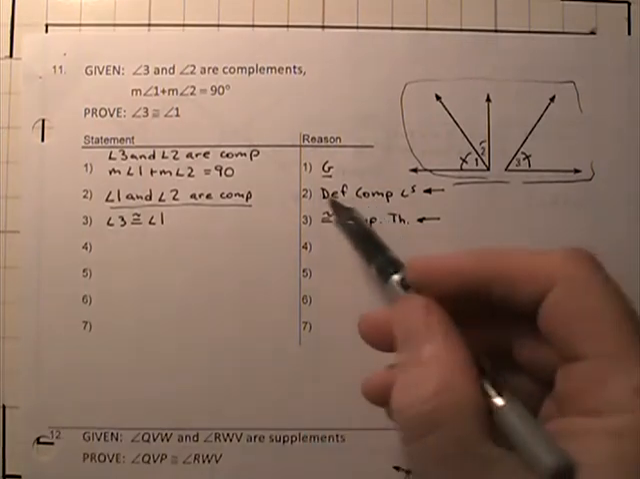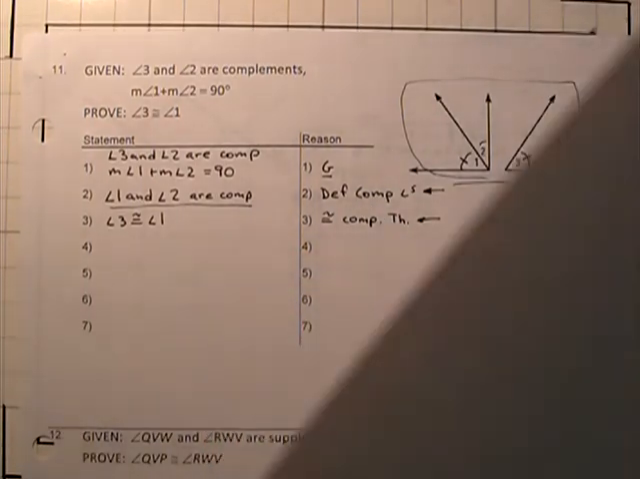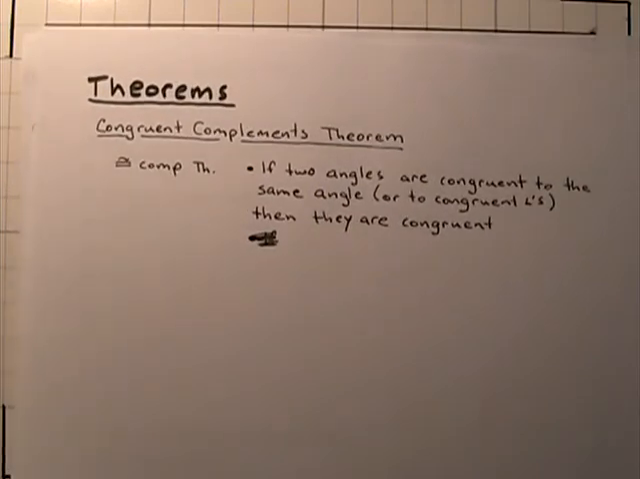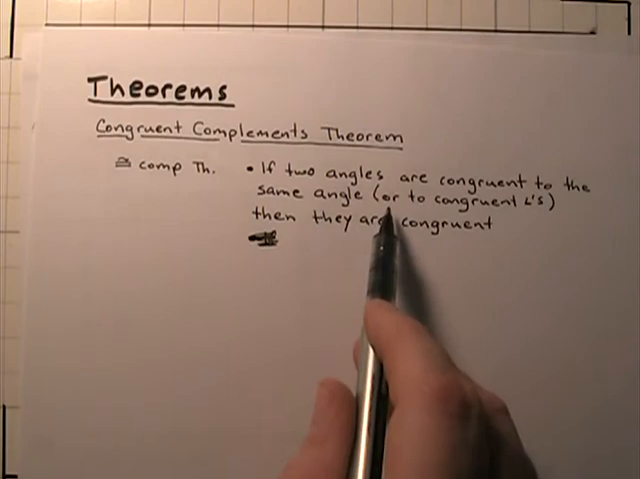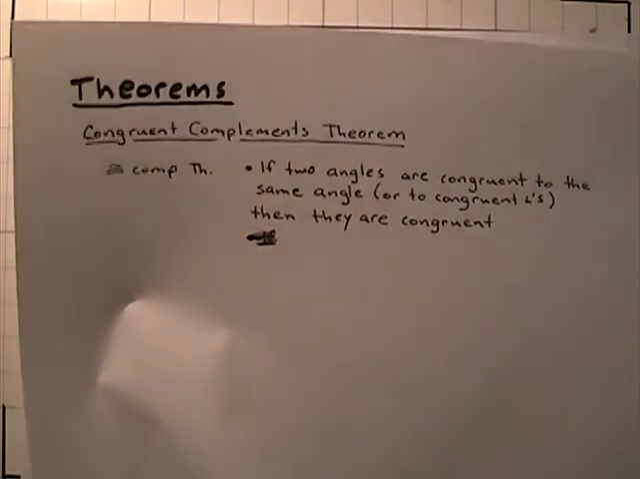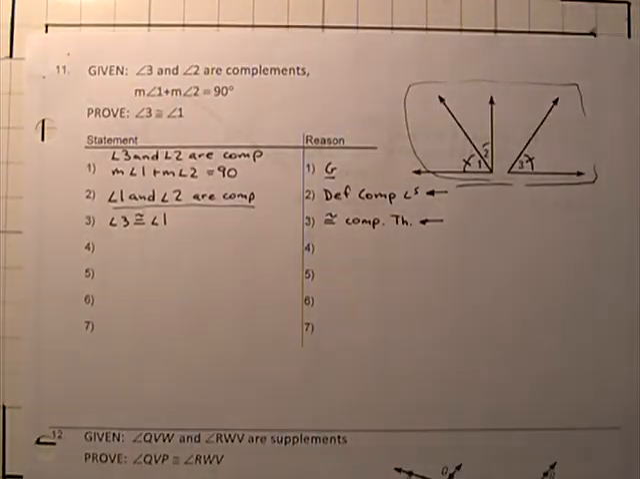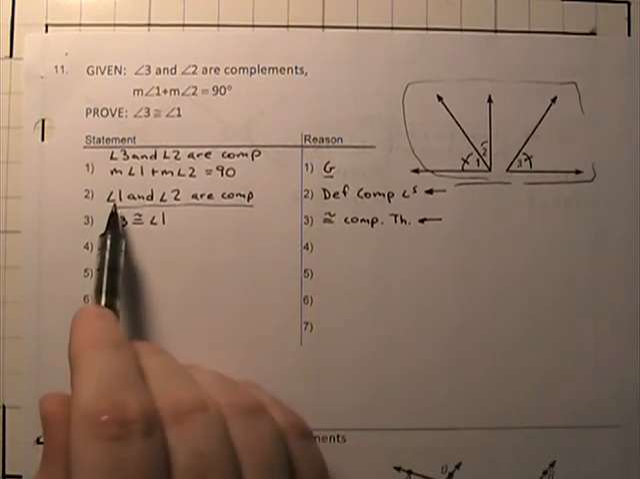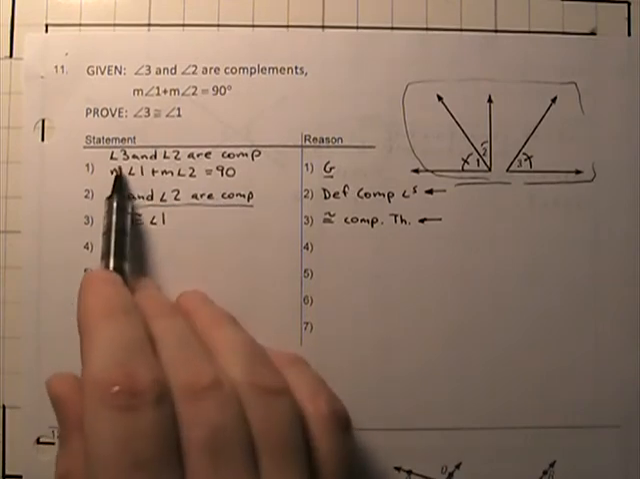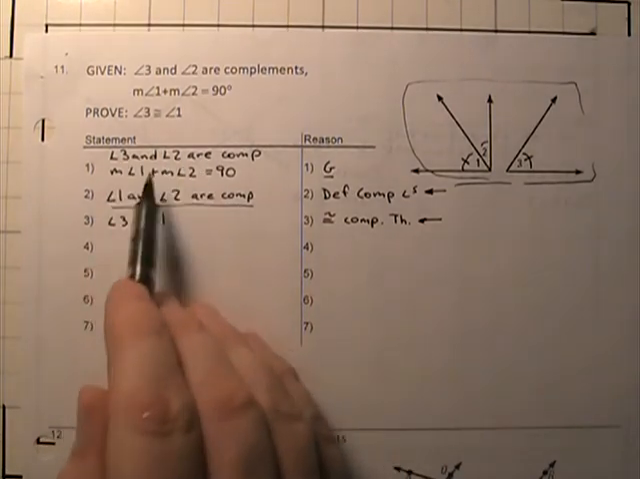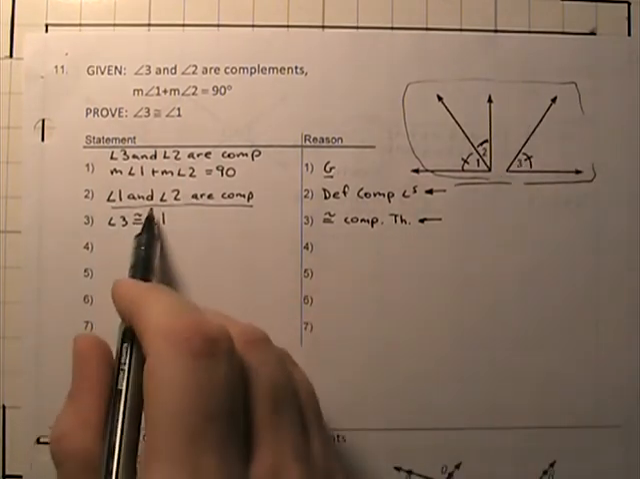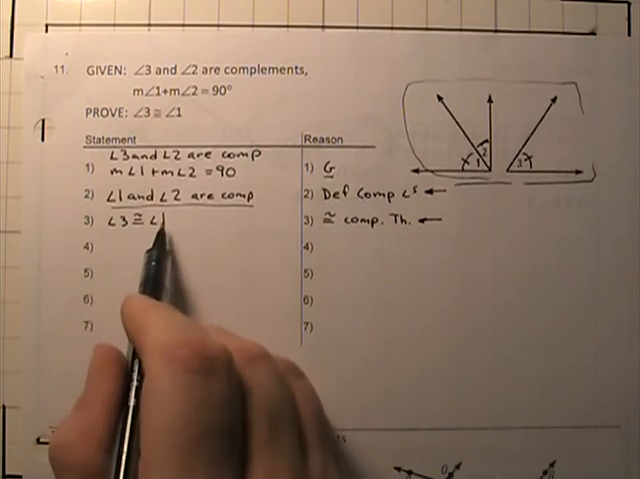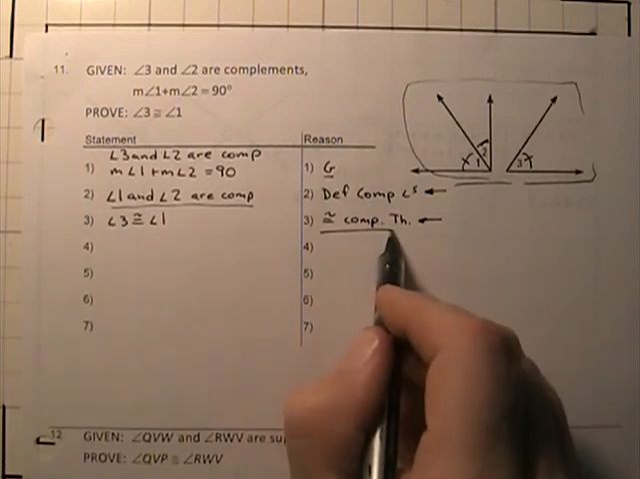So maybe I don't see how I made that step, so I'll look up the congruent complements theorem. And I see that it says if two angles are congruent to the same angle, then they are congruent. So now I need to find that hypothesis. Okay, there's two angles that are complements. These two angles are both complements to angle 2. Therefore, then, angle 3 is congruent to angle 1. That's my conclusion, and there's my reason.